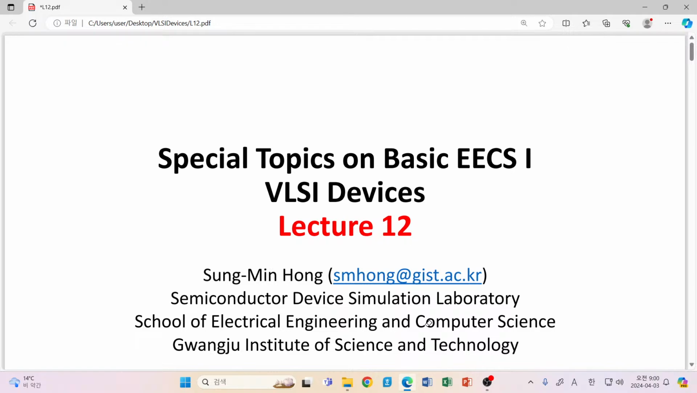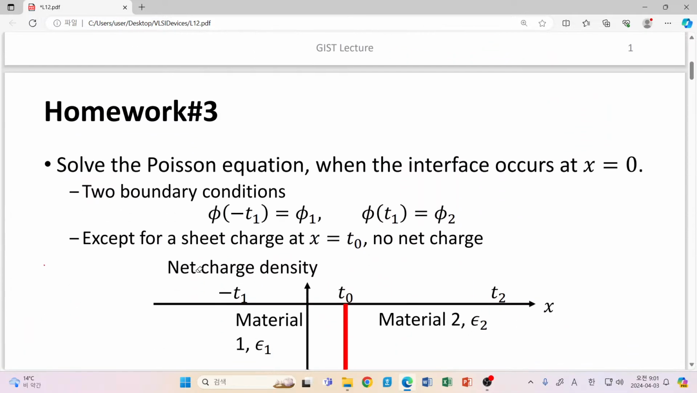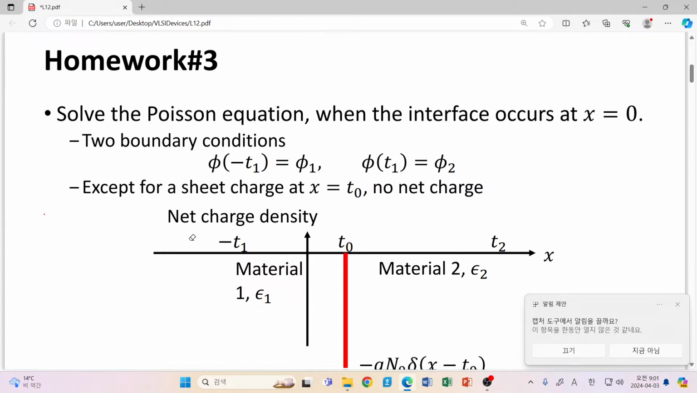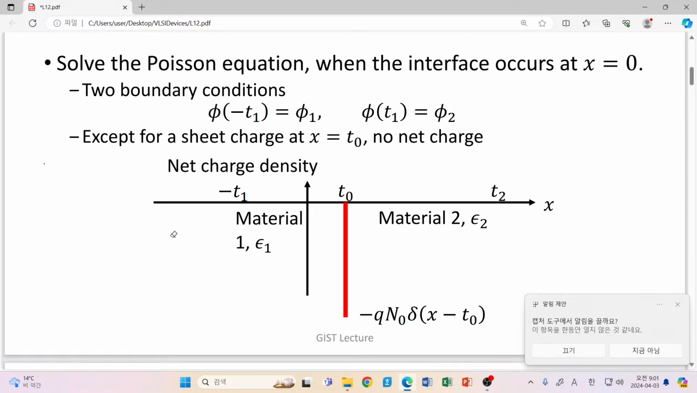Okay, lecture 12. We have only 2 remaining lectures before our midterm examination. You have the third homework. We have studied the Poisson equation in our previous lecture, so I just prepared a very simple homework problem to exercise the solution of a Poisson equation.